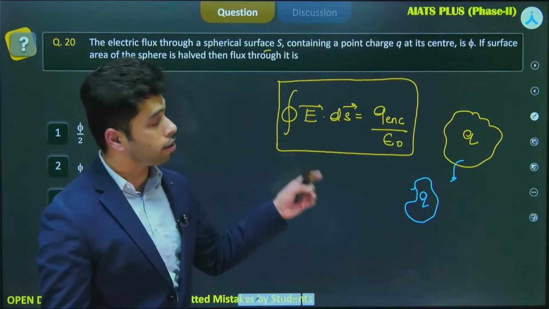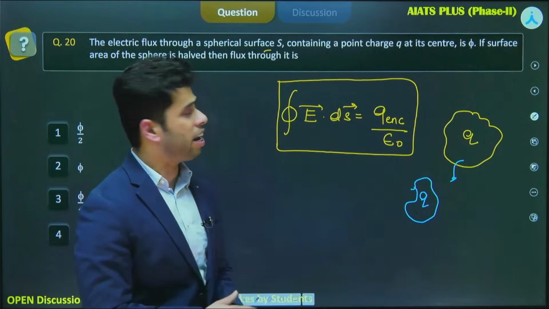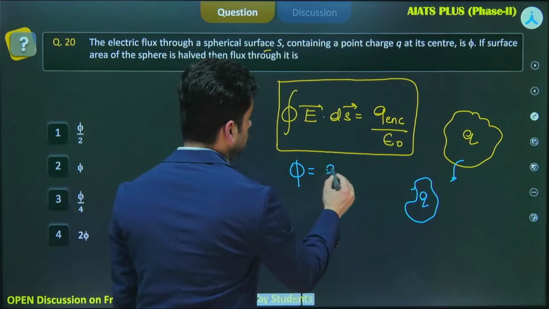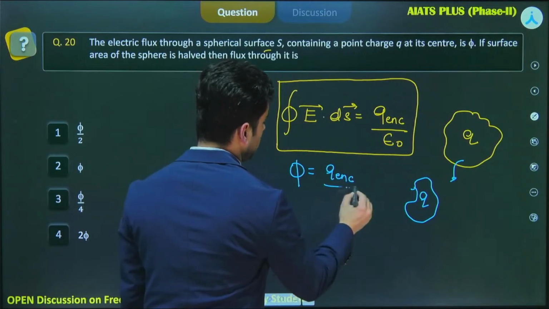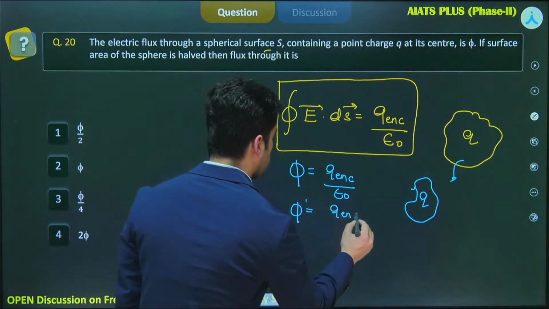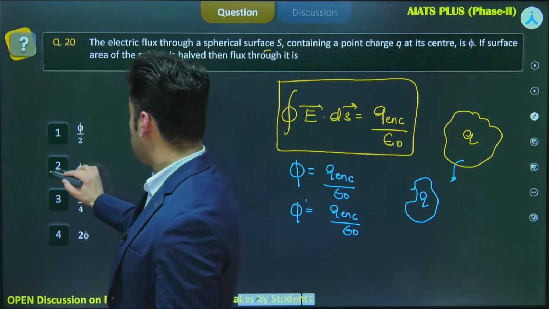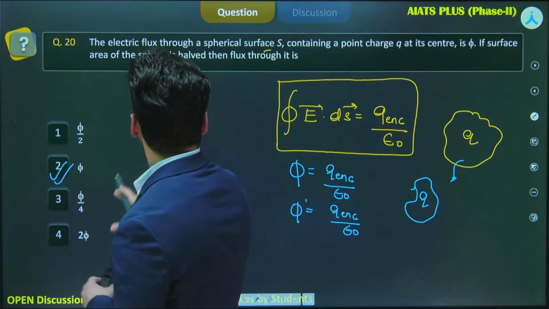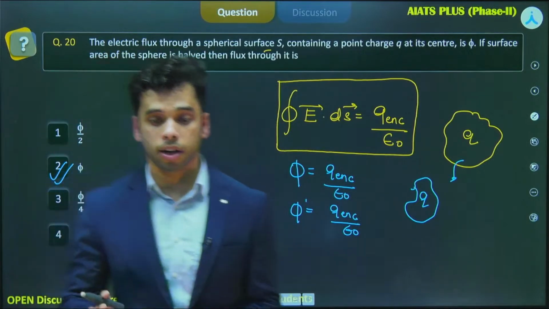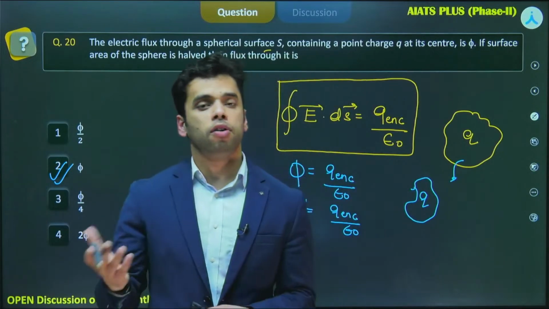And since the charge enclosed by the surface is not changing, there should not be any change in the electric flux through it. So electric flux, phi equal to Q enclosed by epsilon naught, will still remain Q enclosed by epsilon naught only after changing the surface area. So the correct answer to this problem is that the electric flux is not going to change. So the correct answer would be option 2, right? Correct answer is option 2. That is a concept that you need to keep in mind while dealing with such problems.